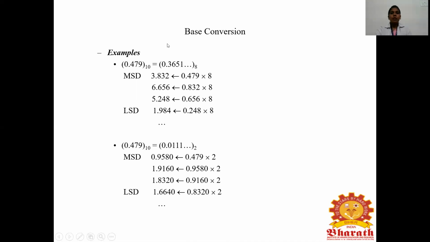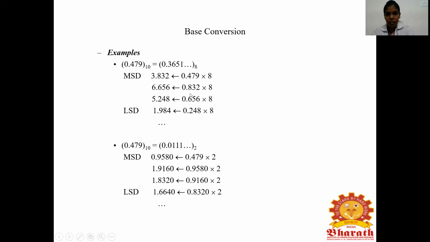Another example, here we have a decimal point. After the decimal point, how are we going to process? The number is 0.479 to the base 10. What we are going to do is convert it into an octal number. We have to process with that particular base, that is 8. So take 0.479 into 8. Here we have the answer 3.832.